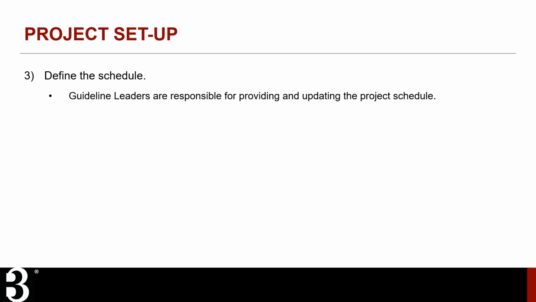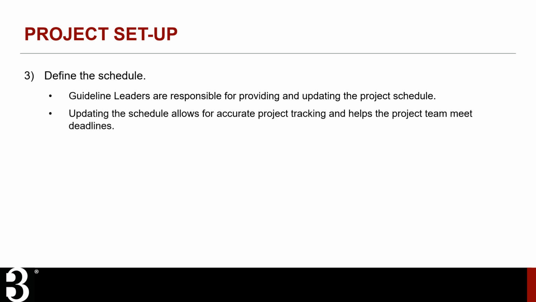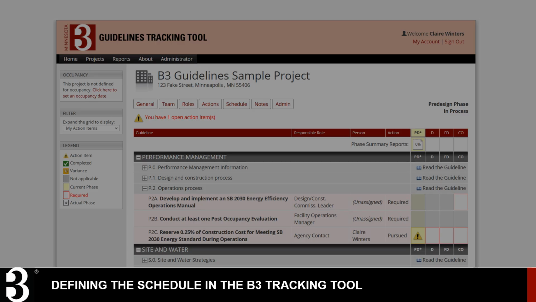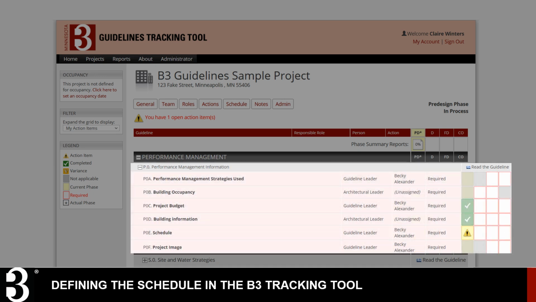Another key responsibility of the Guideline Leader is to provide and update the project schedule. Updating the schedule allows for accurate project tracking and helps the project team meet their deadlines. To update the schedule, expand the Guideline Performance Management information within the Performance Management category on the project dashboard. Click on the icon to the right of the Guideline component part Schedule to open the Schedule Editor.